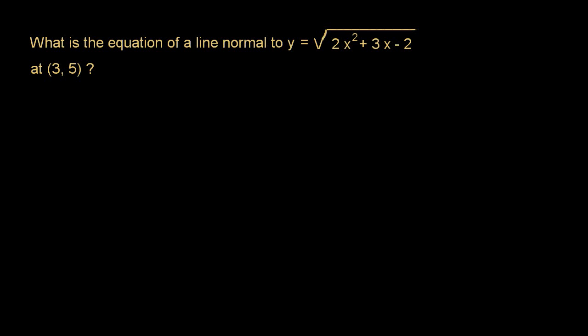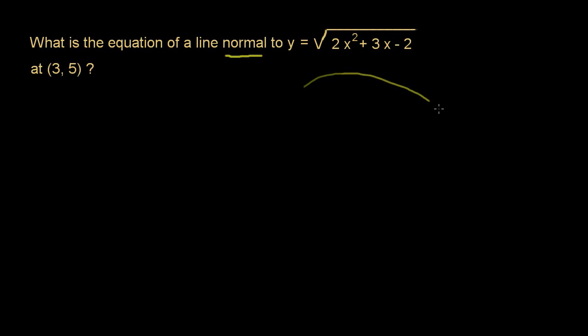In this problem, we're going to find the equation of a normal line. The problem reads, what is the equation of a line normal to, and we better define normal, to y equals the square root of 2x squared plus 3x minus 2 at the point 3, 5.